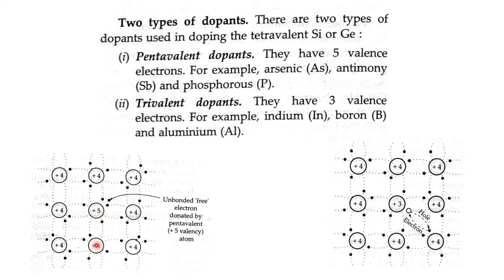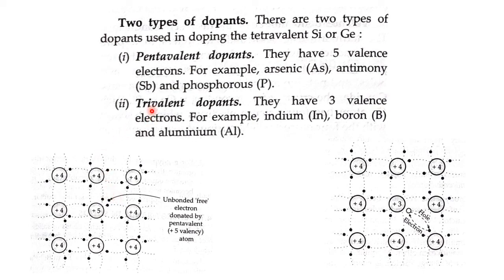This electron is shared with another. Here the electron is shared with another. Here the electron is shared with another. Fine. 4 of its valence electrons are shared with the 4 nearest neighboring atoms. But what about the one which is left? This unbound free electron is donated by your pentavalent +5 valency atom. So what happens if you dope with pentavalent? You get an extra free electron, and this extra free electron helps in your conductivity. Fine.